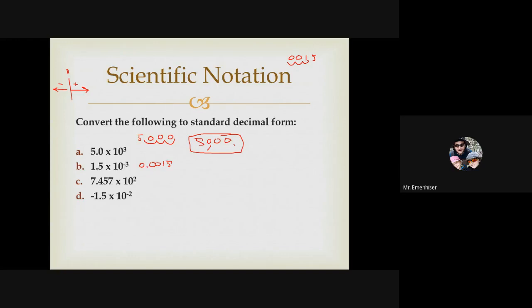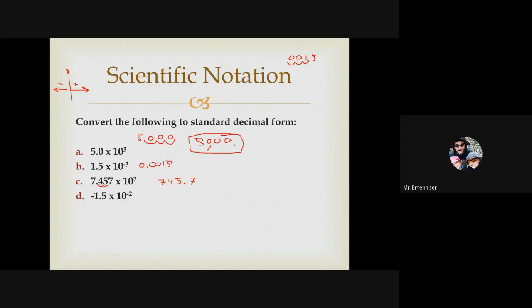All right, this one's times 10 to the 2. You see the decimal there? Let's move it 2 places. 745.7. Our decimal is now after the 5, and that's our number.